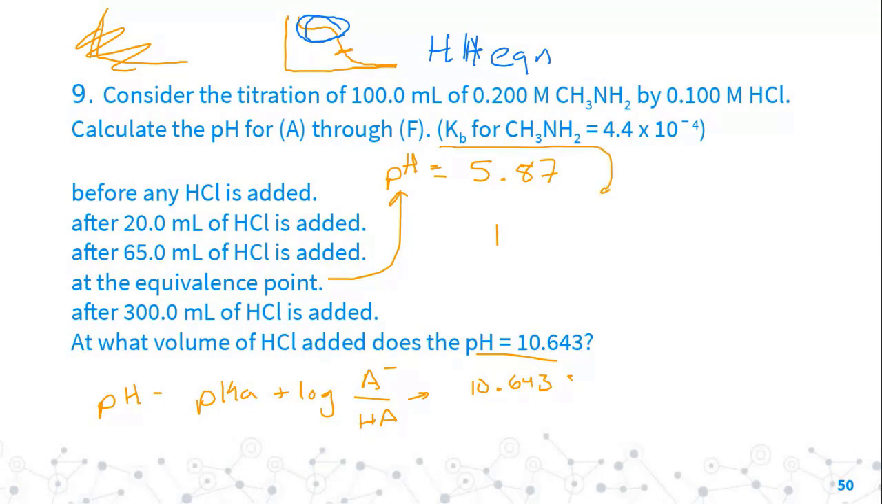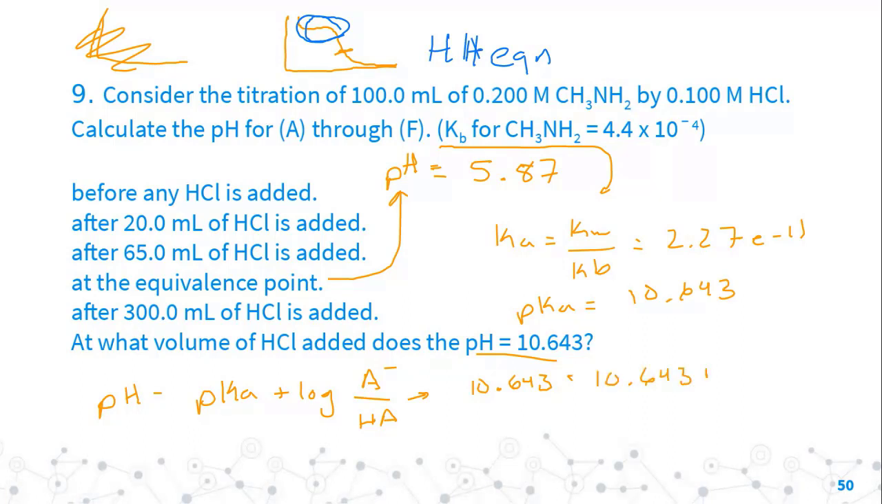Right, so we have Ka equals Kw divided by Kb. So we said earlier that was 2.273, I said. Let me double check my work here. All right, 2.7 times 10 to the negative 11. What is our pKa? 10.643. So 10.643, right? Plus log of A minus over HA.